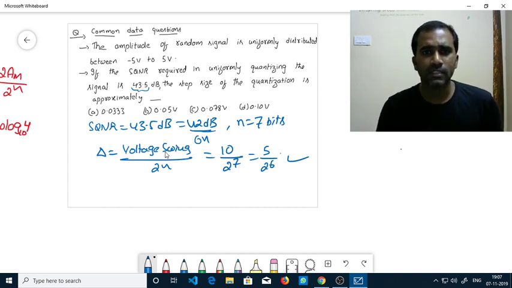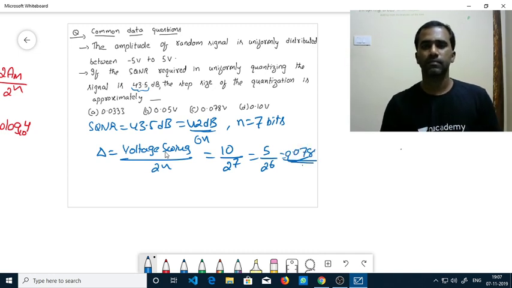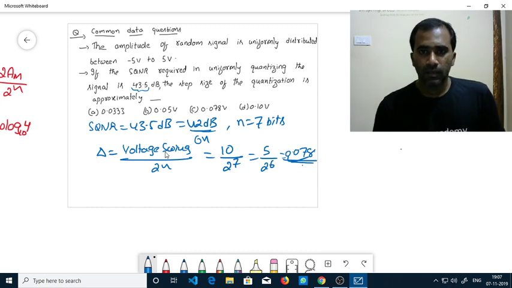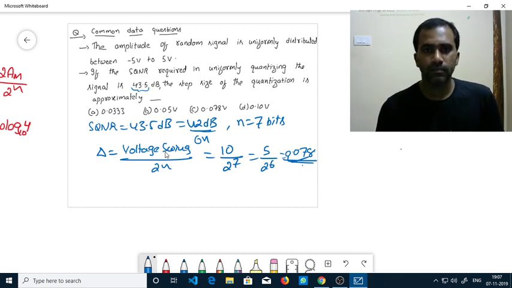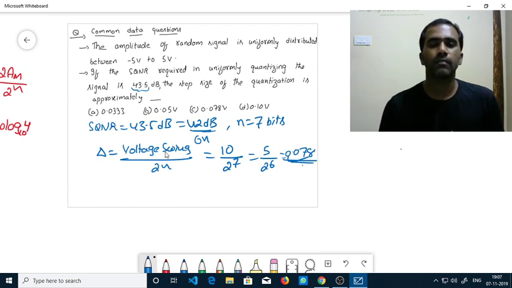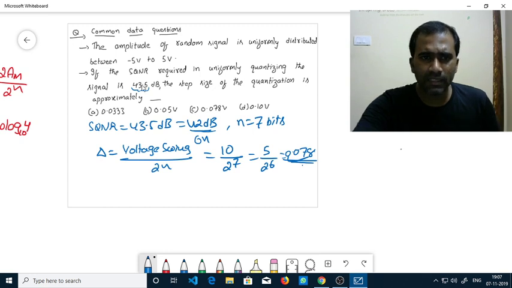And I think this turns out to be 0.078. This is the answer. You can use the calculator to calculate it. Fine. So this is a routine question actually. There is not much tricky part in this question. It's an easy question only. The only confusion here is 43.5, but it should have been 42 dB.